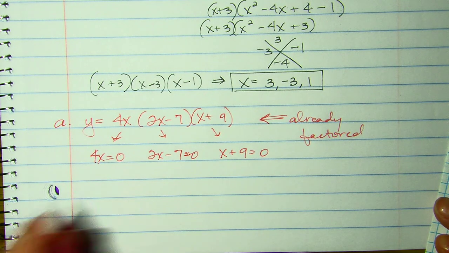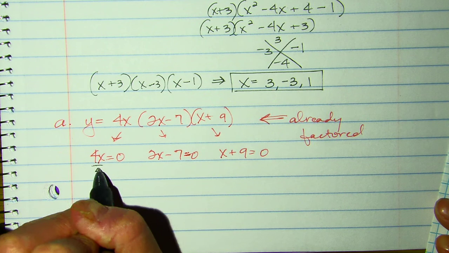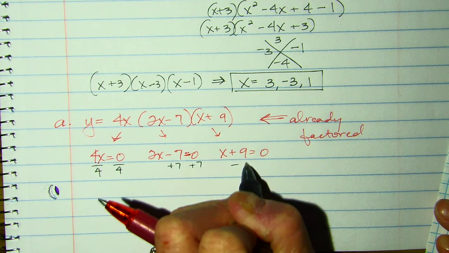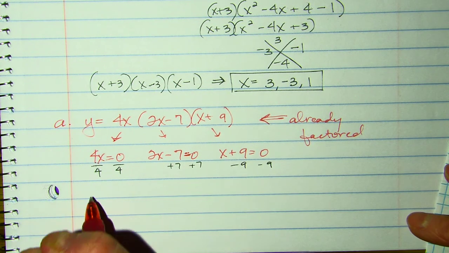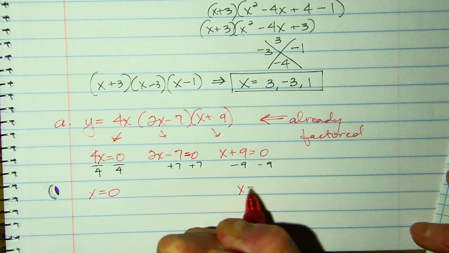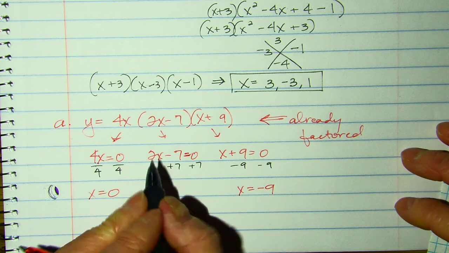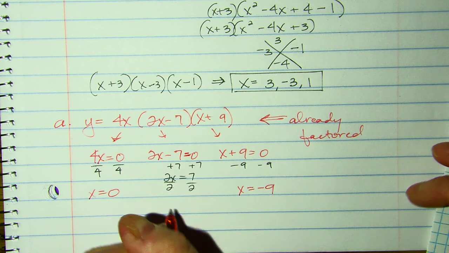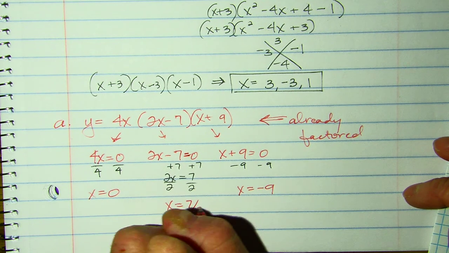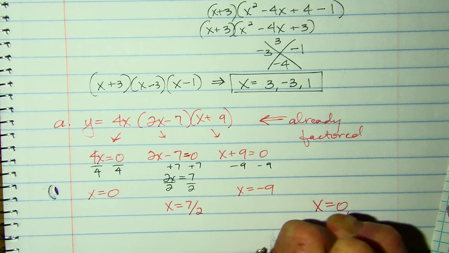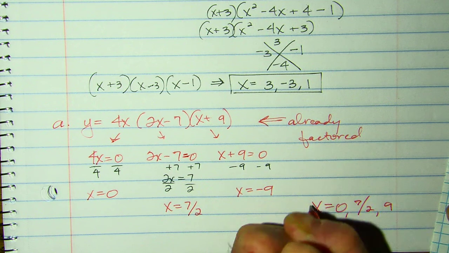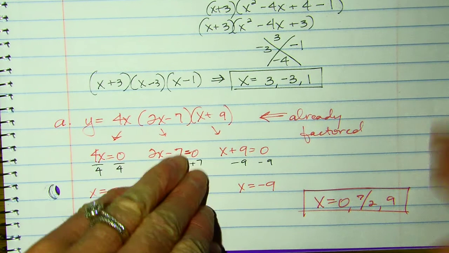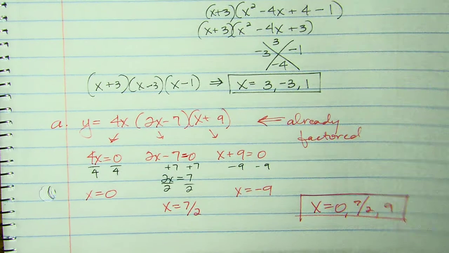If I solve each of these, right here I would divide by 4. Here I would add 7. Here I would subtract 9. For this one, x equals 0. For this one, x equals negative 9. For this one, I would have 2x equals 7 and divide by 2, so x equals 7 over 2. So x equals 0, 7 over 2, and negative 9. All three are real roots, meaning they don't involve i.